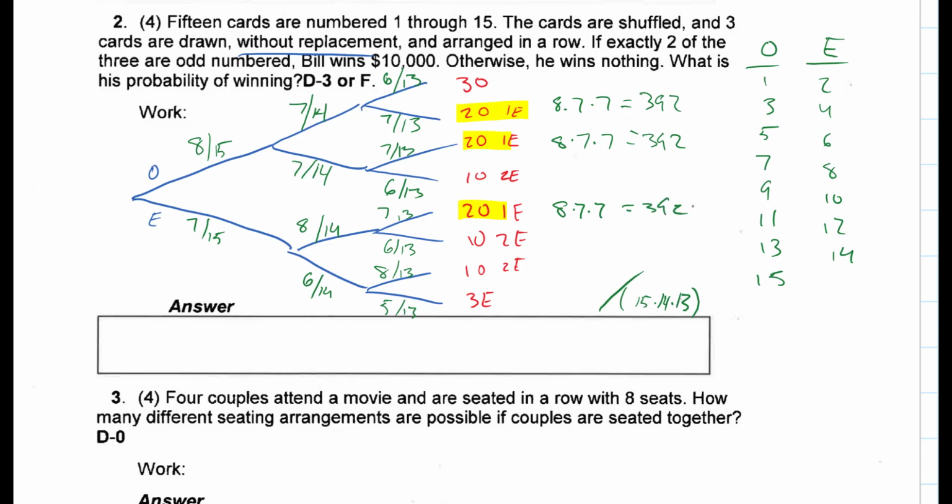All right, so I just need 392 times, okay, and that gives me 1176. Okay, so I just need to do 1176 divided by 2730. And that gets me just about 0.43.